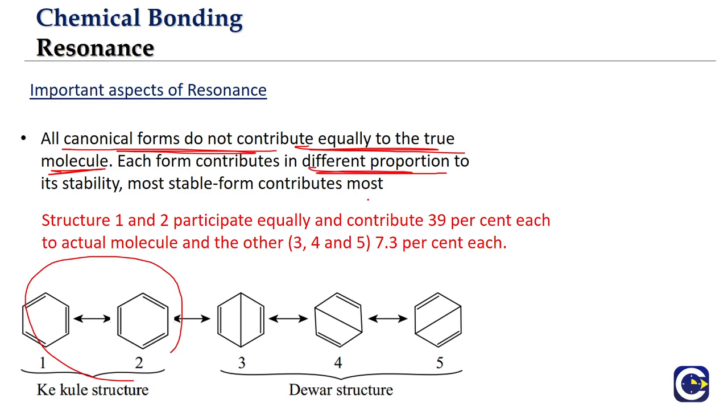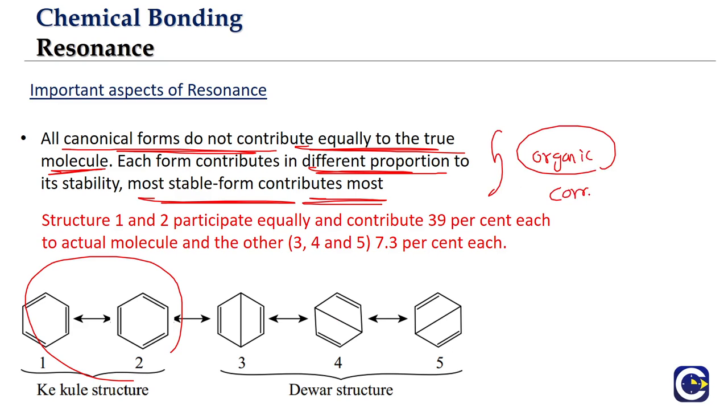And generally, the contribution depends upon the stability of the canonical form. The stable canonical forms will contribute more. Less stable ones will contribute less. This aspect is more relevant when we talk about the canonical structures of organic compounds. So when we discuss the resonance phenomenon in organic chemistry, we will talk about which structures are going to be more stable and which are going to be less stable. But the point we need to keep in mind is, among the canonical structures, the ones that are more stable will contribute more to the true molecule. The ones that are less stable will contribute less.